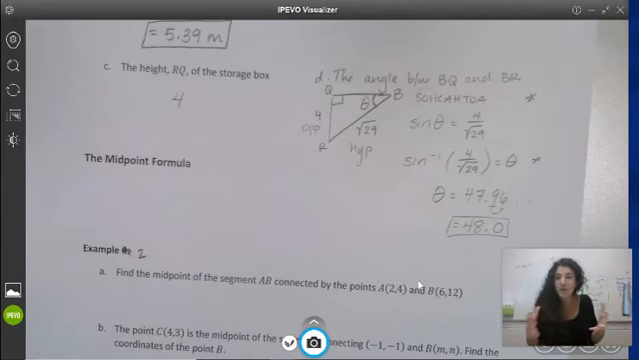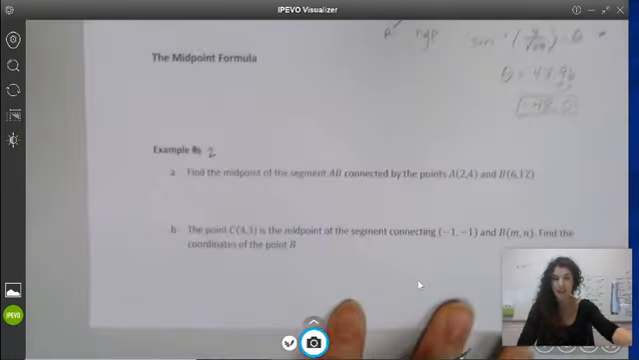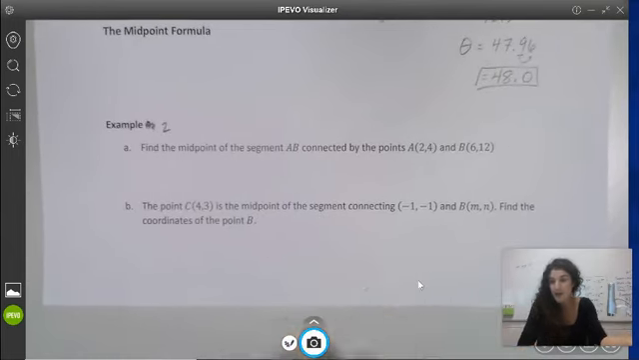Okay, so there's a little bit of a real-world application of why finding the distance might be important and labeling real-world situations in a coordinate way.